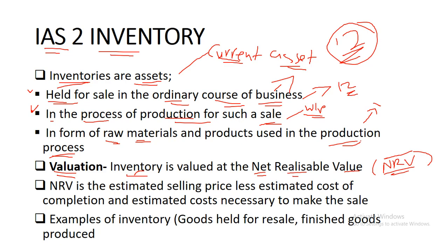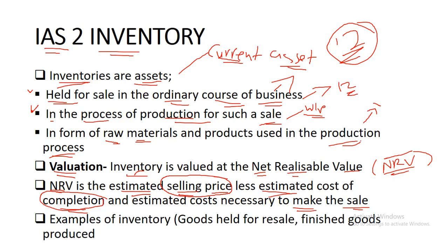So what is the net realizable value? The net realizable value is the estimated selling price. So the selling price, how much are we going to sell that inventory for? Then you deduct the estimated cost of completion. Completion simply means the estimated cost of completing the sale, and then the estimated cost necessary to make the sale, right? So the selling price minus the estimated cost of completion, and then the estimated cost necessary to make the sale, right?